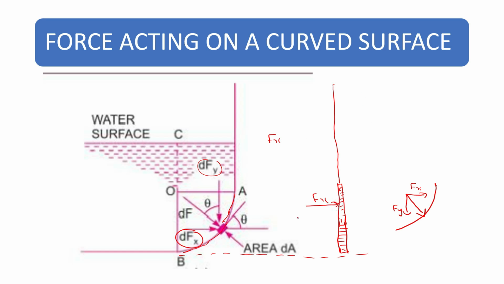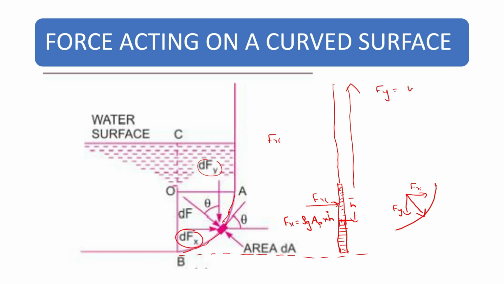So the formula is Fx is equal to rho g A, where area means the projected area, into h bar. That means the centroid of this projected area from the free surface. So this is how you calculate Fx. Then how will you calculate Fy?